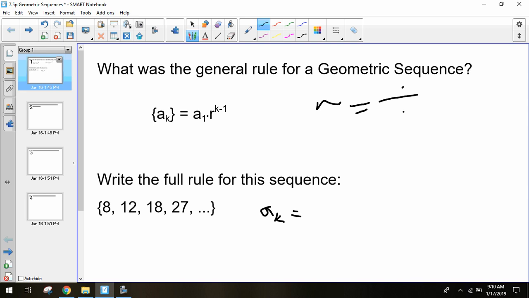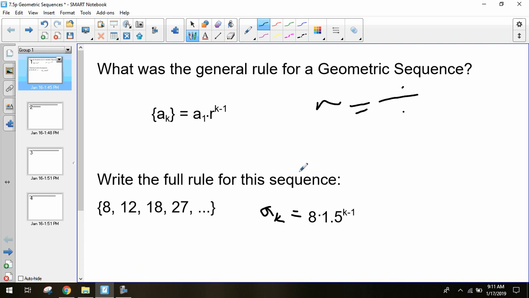All right, so we're back. Our first term we saw was 8, so our a sub 1 should be 8 in our a sub k rule. For r, we take a term divided by the term before it. We can take 12 divided by 8, and that should give us 1.5, or 27 divided by 18, 1.5. It's always going to be multiplying by 1.5 every time. So 1.5 or 3/2, whatever equivalent value you got, that should be your r, and that raised to the power of k minus 1. Once again, that k minus 1 is always in there.